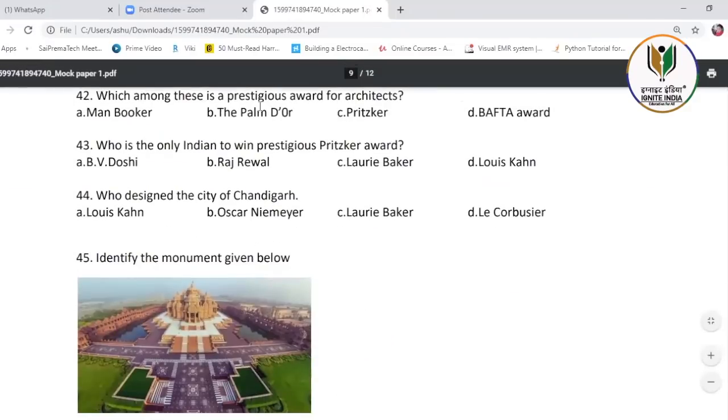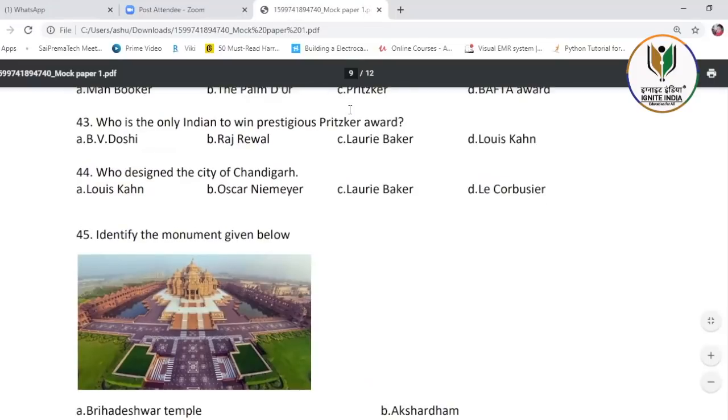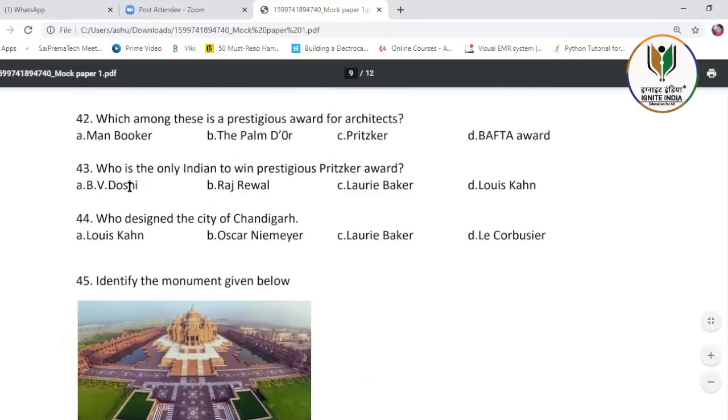Which among these is a prestigious award for architects? Pritzker Award is a very prestigious international award. It is the best award given for architects. Who is the only Indian to win this award? It is B.V. Doshi, sir. He is the only Indian to win the Pritzker Award.